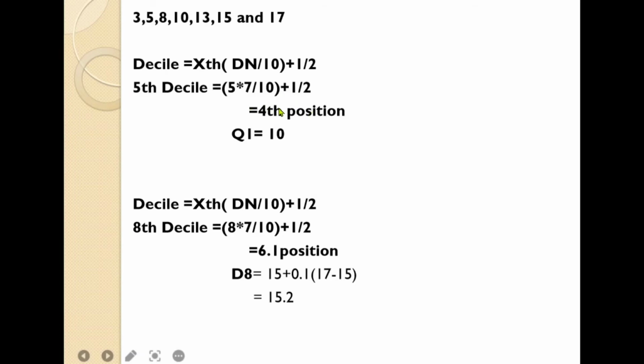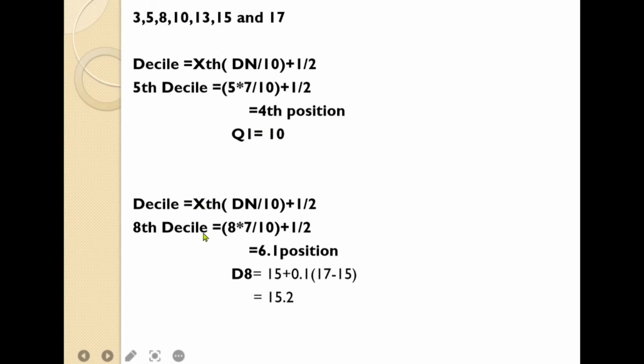Now in this case, you do not have a fractional value. And because you do not have a fractional value, you are not going to find the fractional difference between the next number and the next number. You just simply go to where the 4th number lies after you must have arranged them in ascending order. So let's count together. This is the 1st, the 2nd, the 3rd, and the 4th. And that is how the 5th decile came to 10.